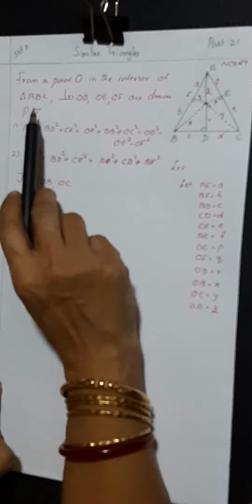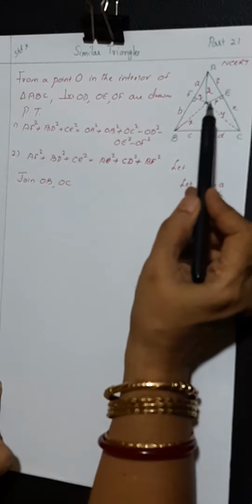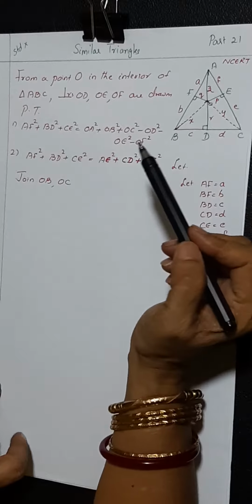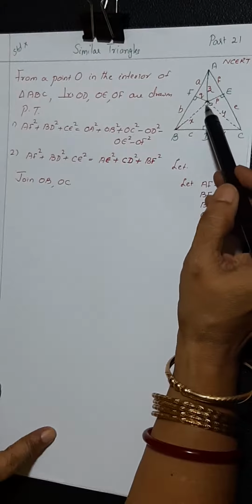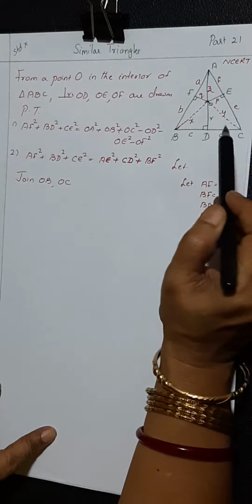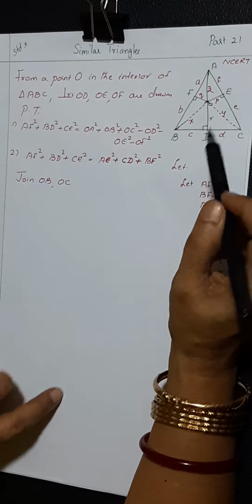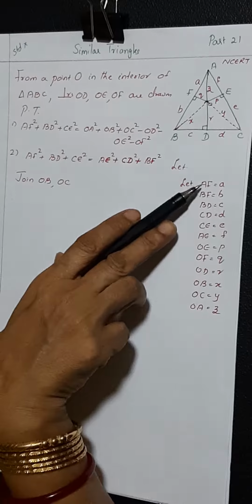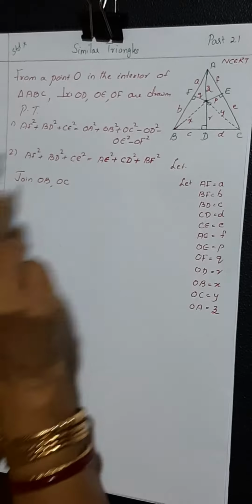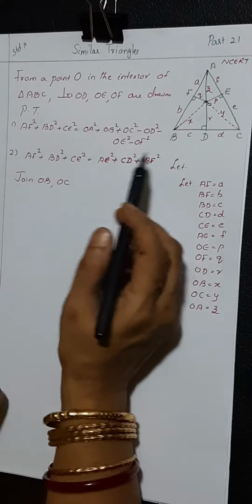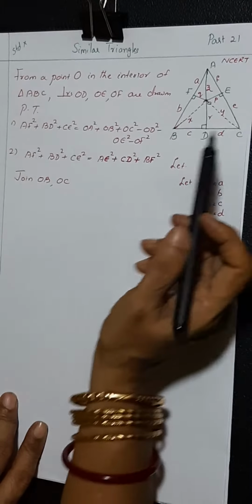So, in this problem it is given ABC is a triangle and OD, OE and OF are the perpendiculars, and now you have to prove these two results. Now, let us join OB, OC and AO, and let us name these sides as a, b, c, d etc., so that it is easy for us to do the sum. So, now AF squared plus BD squared plus CE squared.